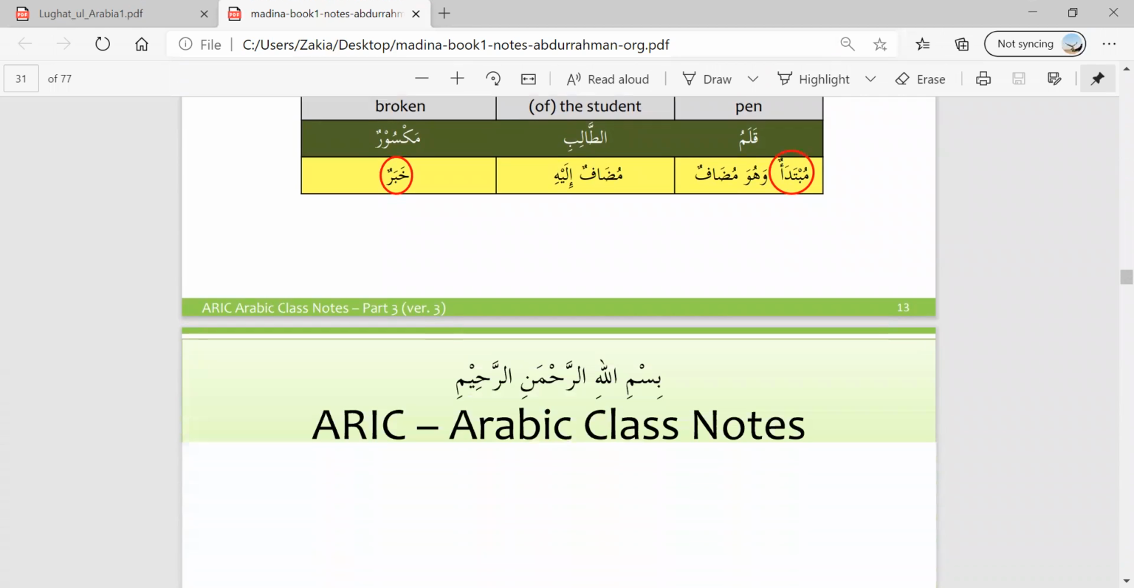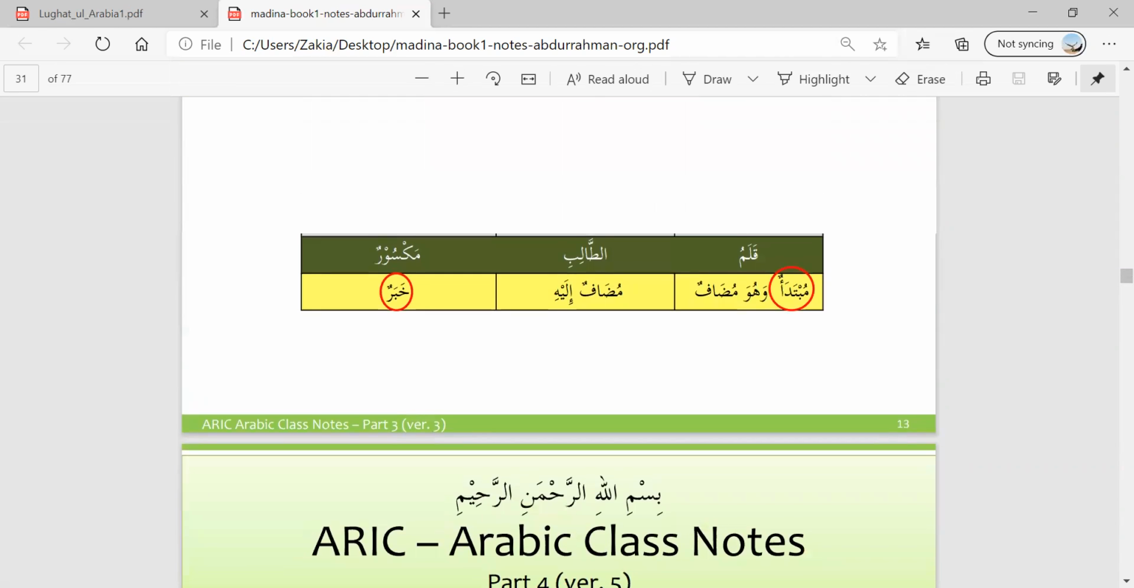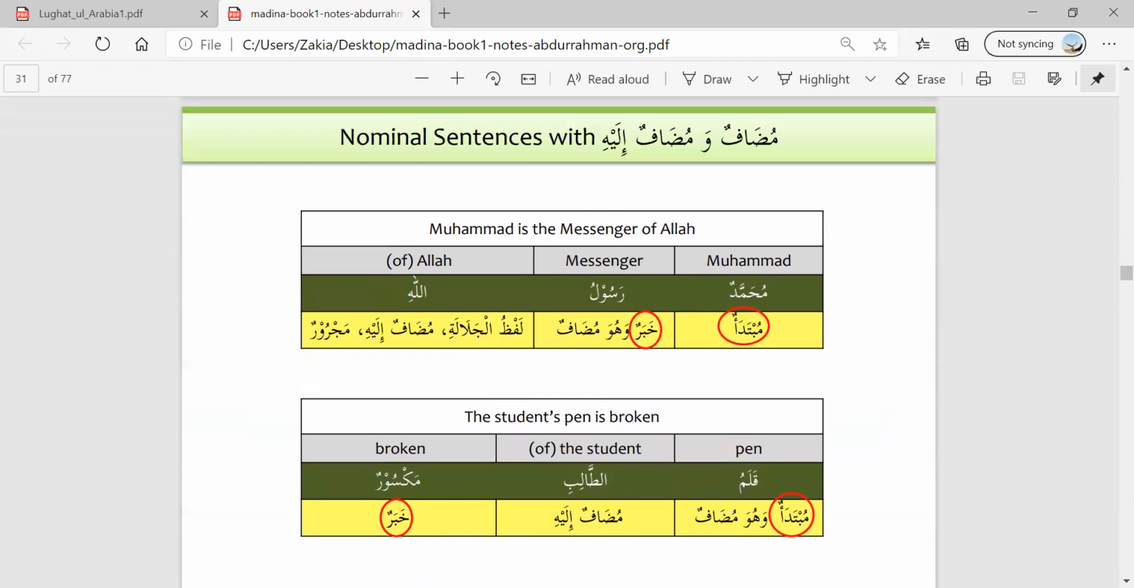Okay, so that's the end of lesson number 3, inshallah. So these are some of the examples of mudaf, mudaf ilayh. Just remember the rulings, what we have learned. Khabar is always marfu, which we've seen here. Mudaf ilayh is always in kasra, which we've seen here. The mubtada is always marfu, which we've seen here.